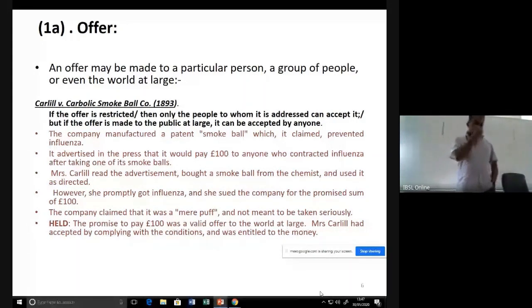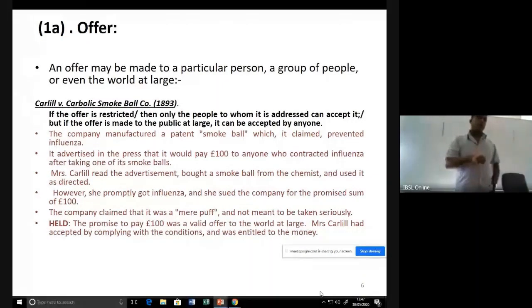So what happened? This old lady, Mrs. Carlill, she saw this advertisement, and she didn't bother about the advertisement, but she took this medicine because she thought that it's good for influenza, and she consumed it, and she got influenza.